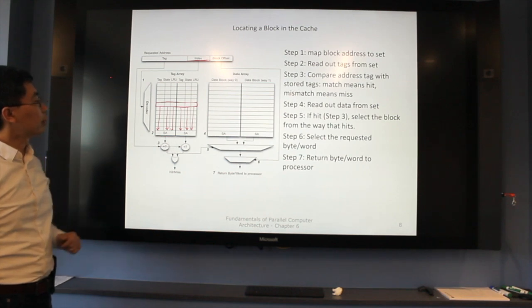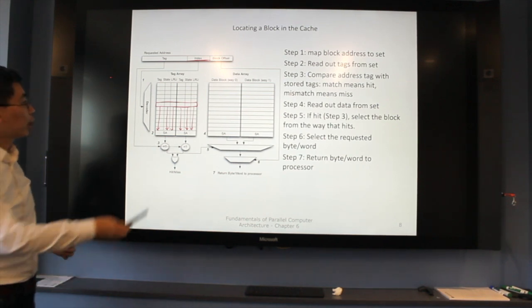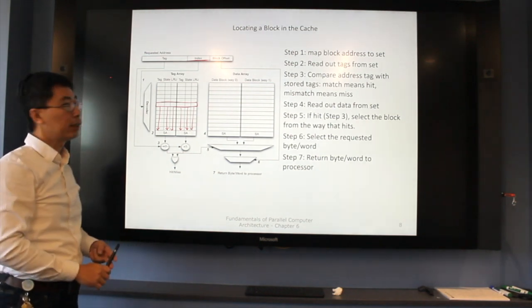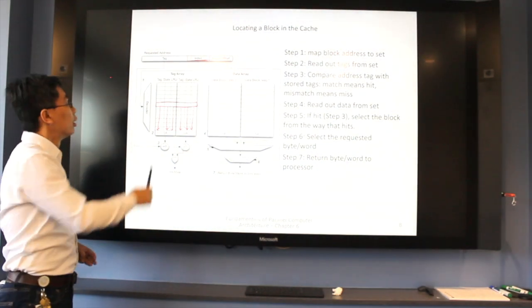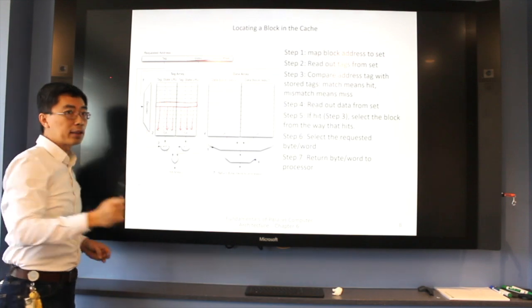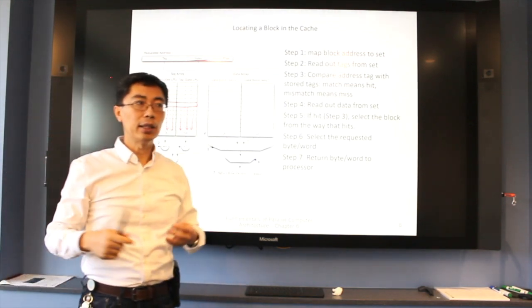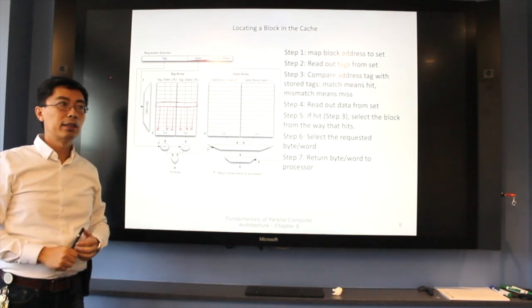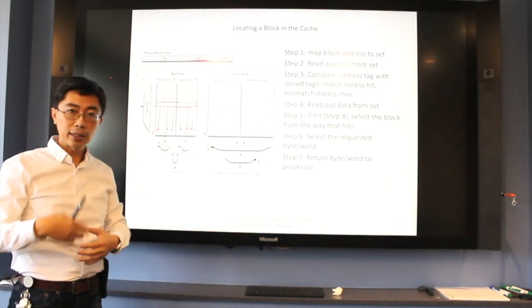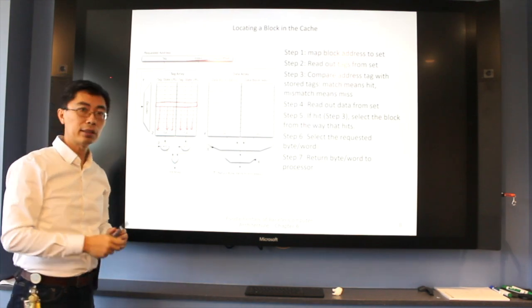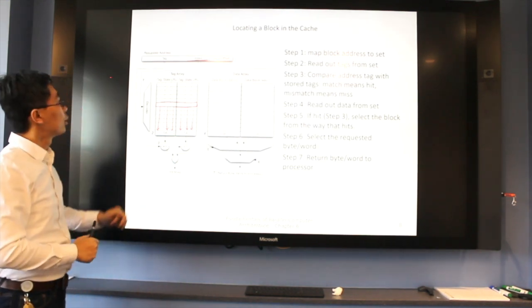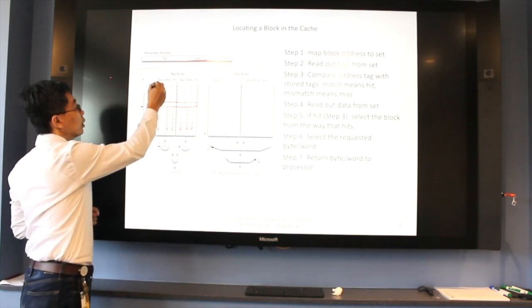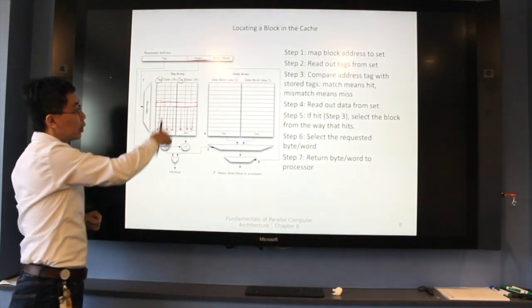Once they are in the sense amplifier, first of all, look at the fields that we have. We have the tag, the state, and the LRU bits. I will explain the LRU bits later because they deal with the replacement policy. The state deals with the coherence state that I will explain in the cache coherence module. Right now, just focus on the tag, on this one right here. So you read out the tags.